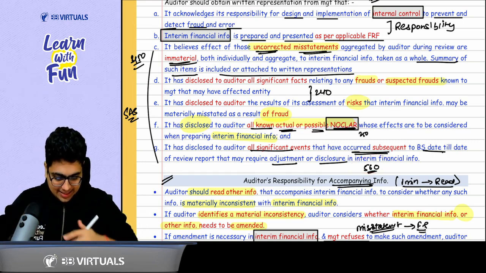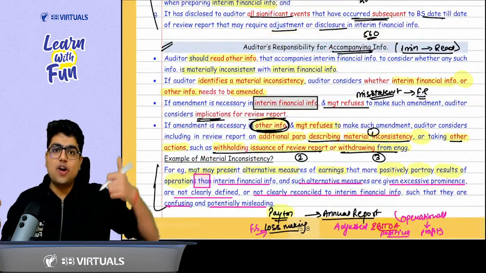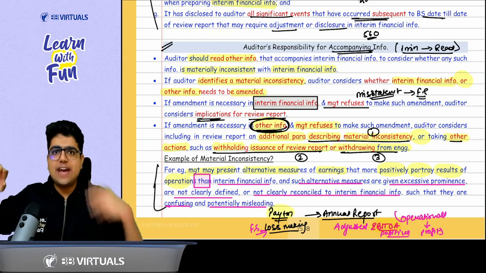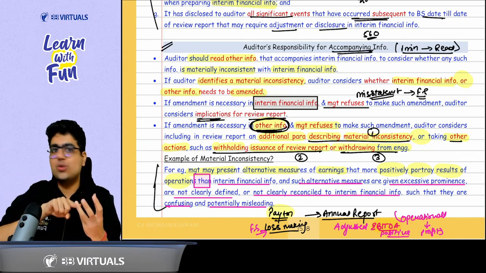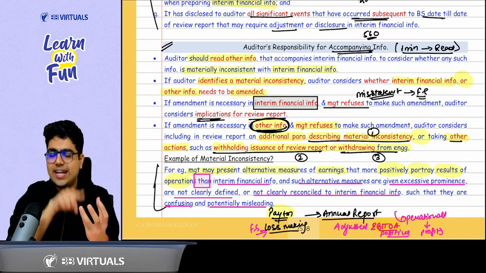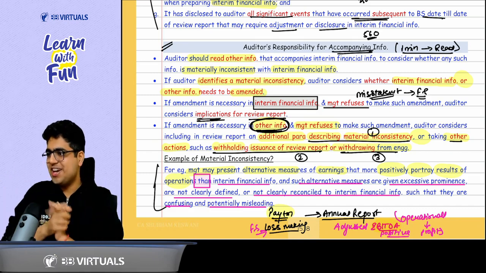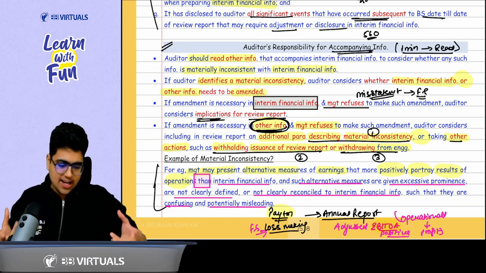Done, done. Then we discussed the auditor's responsibility for accompanying information. What is the topic? SA 720. That is your annual report. Whenever you get the other information, that is the annual report, am I required to audit it? No, sir. You are just required to read it. Just read it to see whether there is any material inconsistency between the financial information and the annual report.